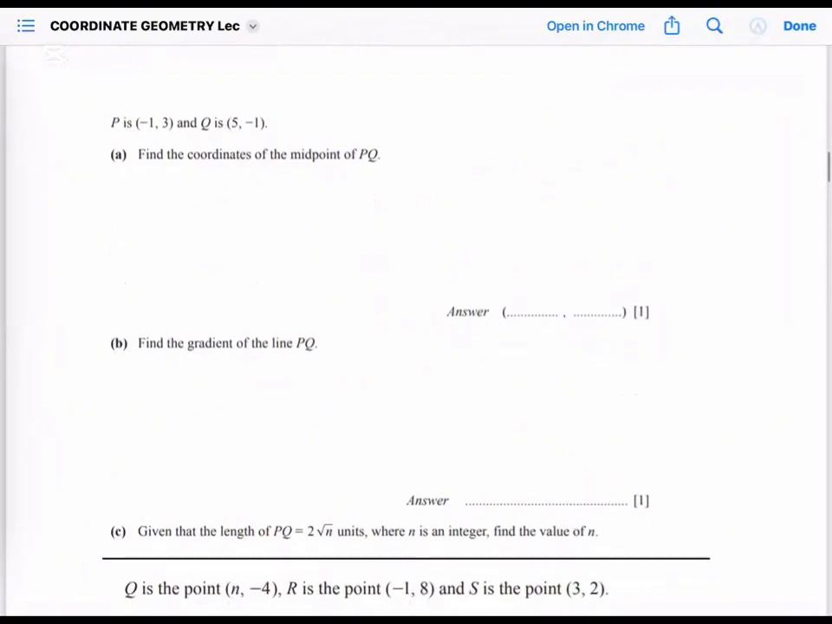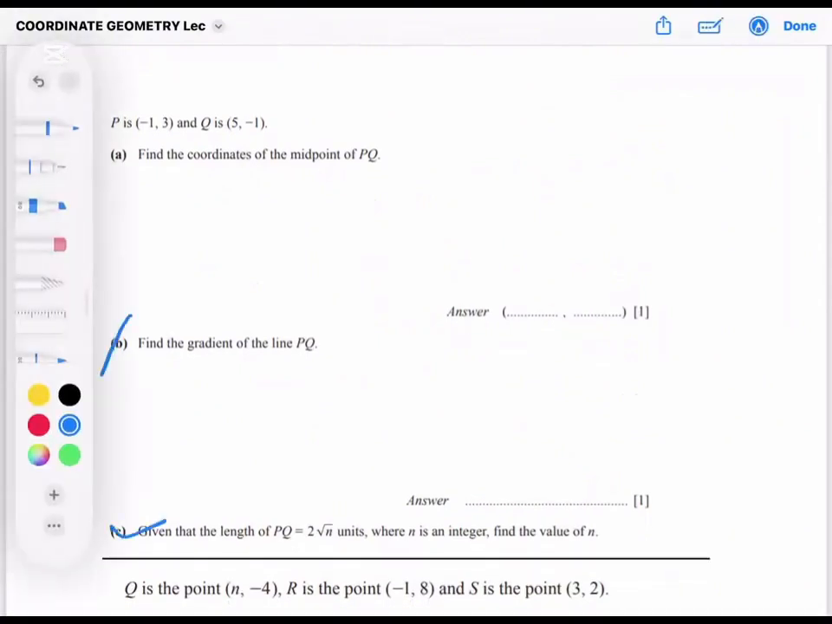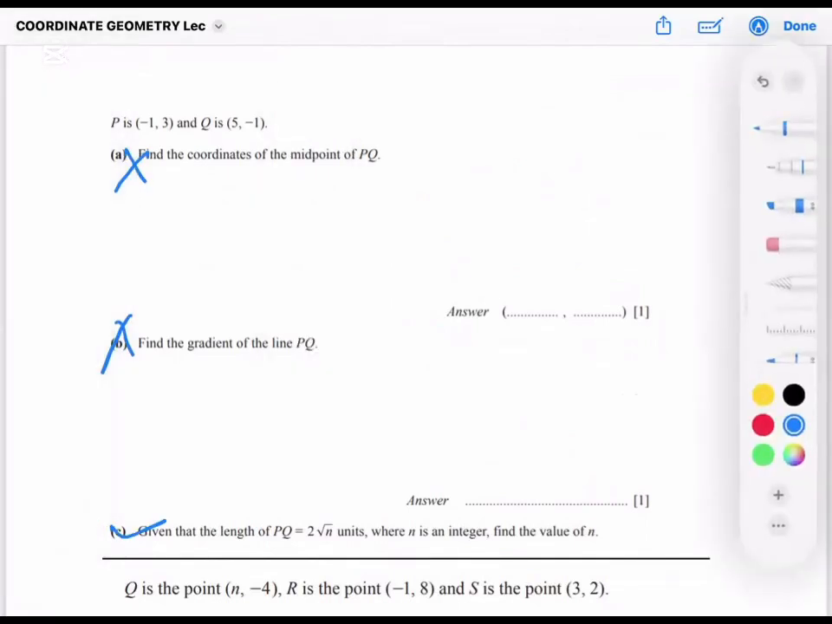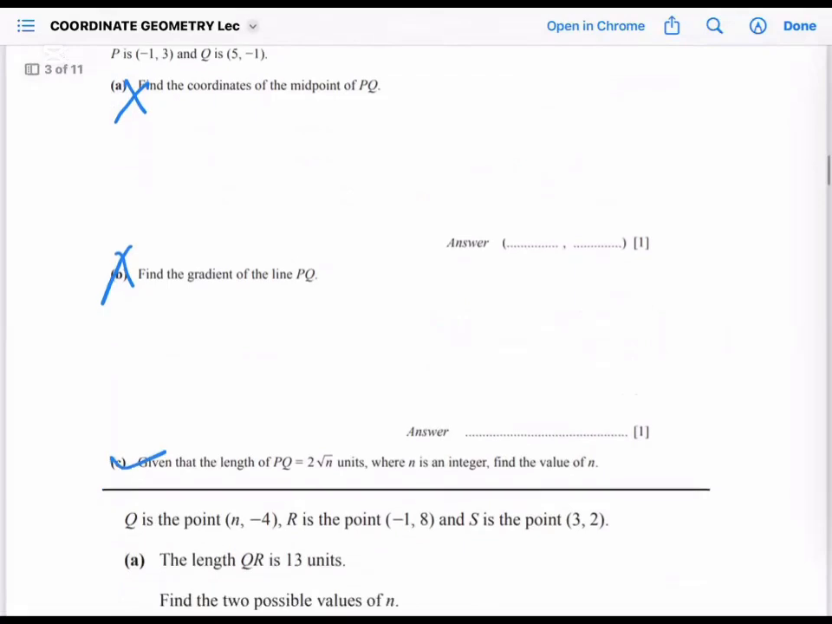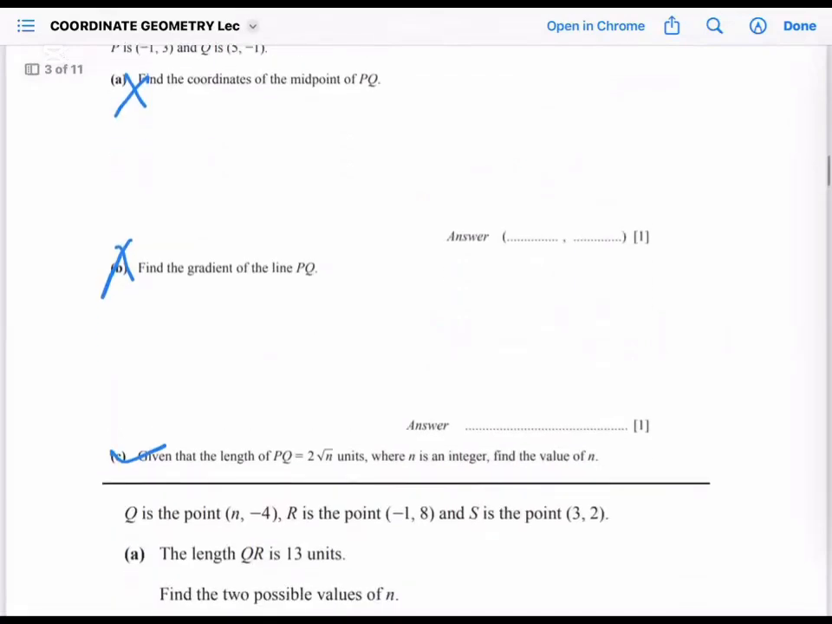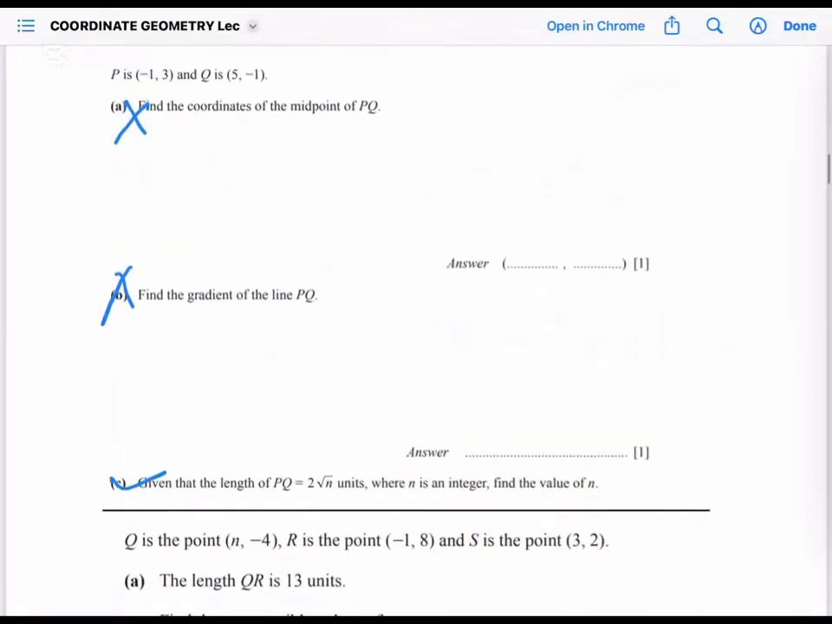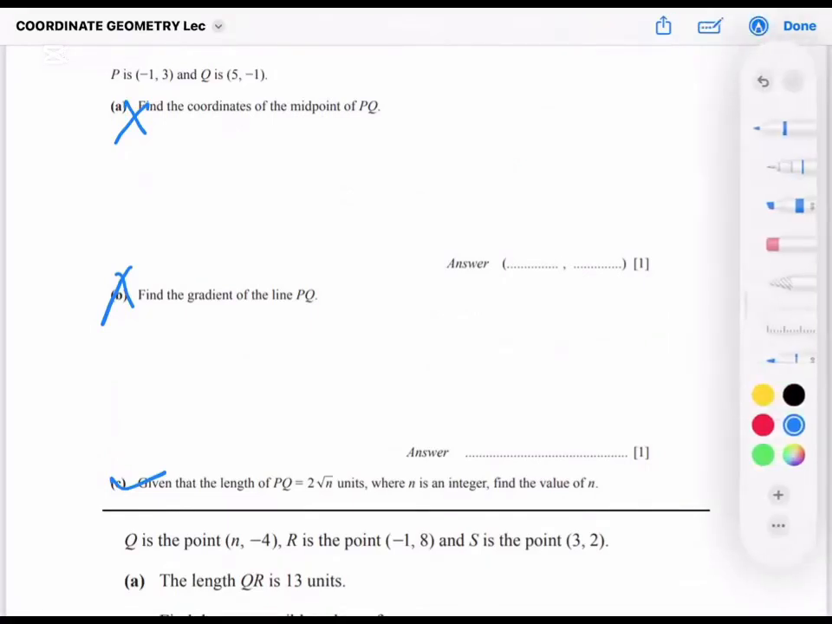Now, in this question, we will solve part C. We will not solve these two parts. The question is, P is (-1, 3) and Q is (5, -1). Now, part C is very interesting. We have part C, that is, given that the length of PQ is 2 root n units. So in this question, they have given us the length of PQ.